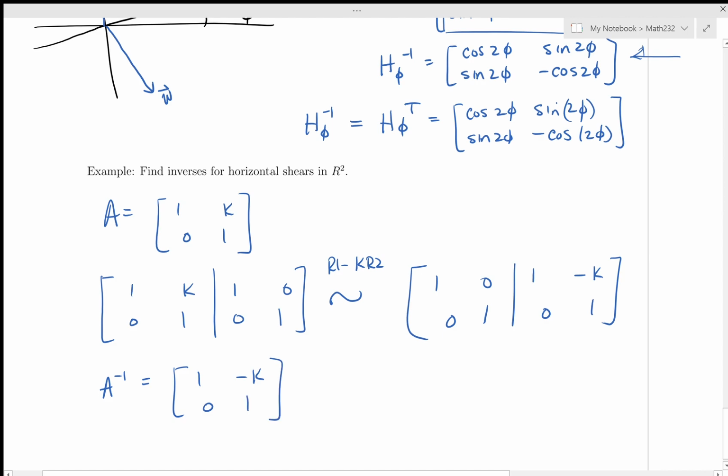Okay, this again, I think, kind of makes sense. If you take something like that and shear it in the x direction by k, then what you need to do to recoup is shear it in this direction by minus k, and you get back here. So that's what that's telling us, and we should be able to multiply A times A to the minus 1 and get I, showing that they are inverses.